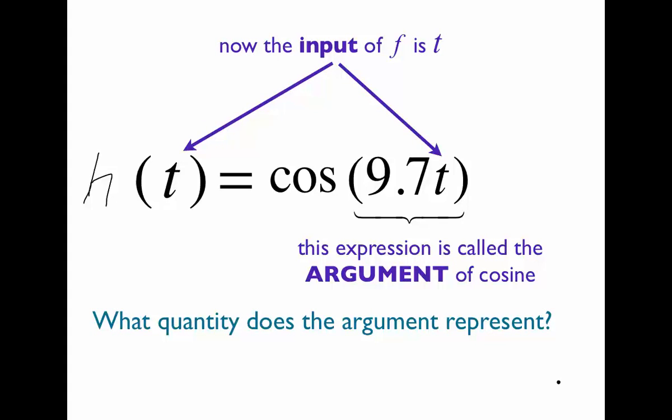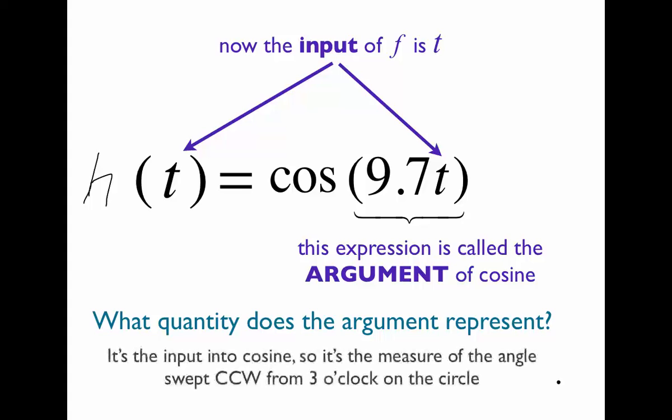What quantity does the argument represent? Austin, do you know? So practice for your quiz. What is the meaning of theta? Yes, that's it. Because that whole thing, that argument, is the input into cosine, that's the measure of the angle swept counterclockwise from the 3 o'clock position on the circle.